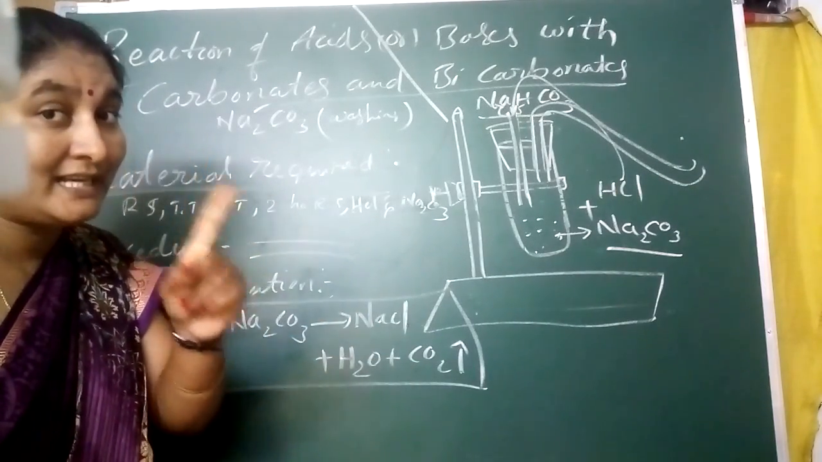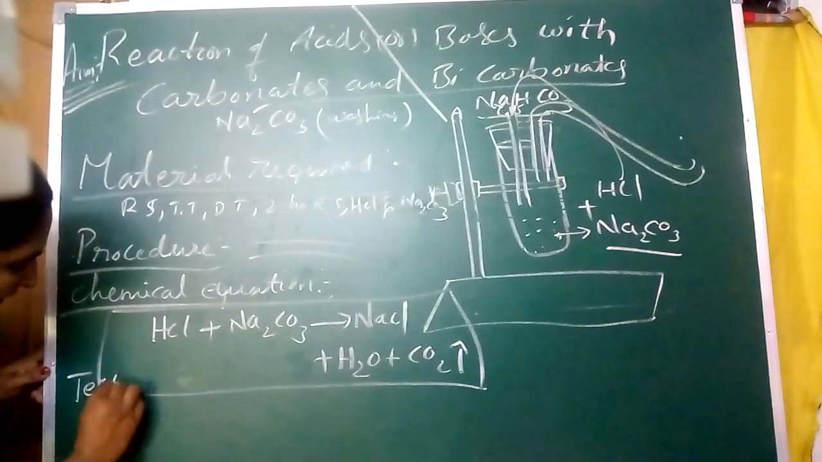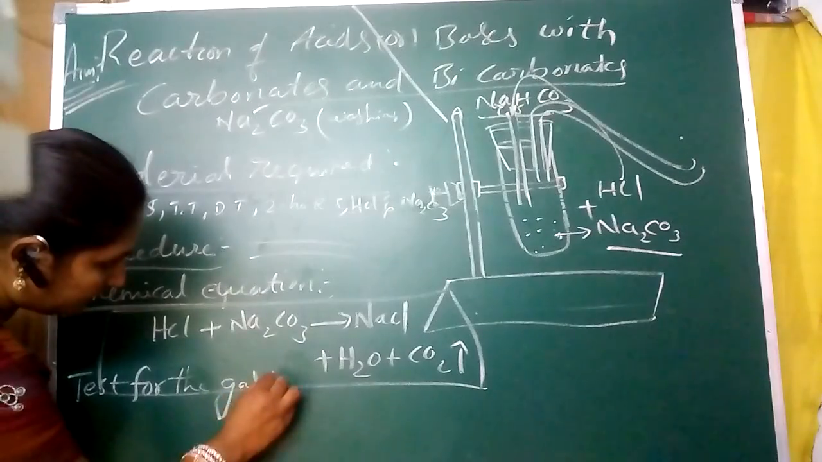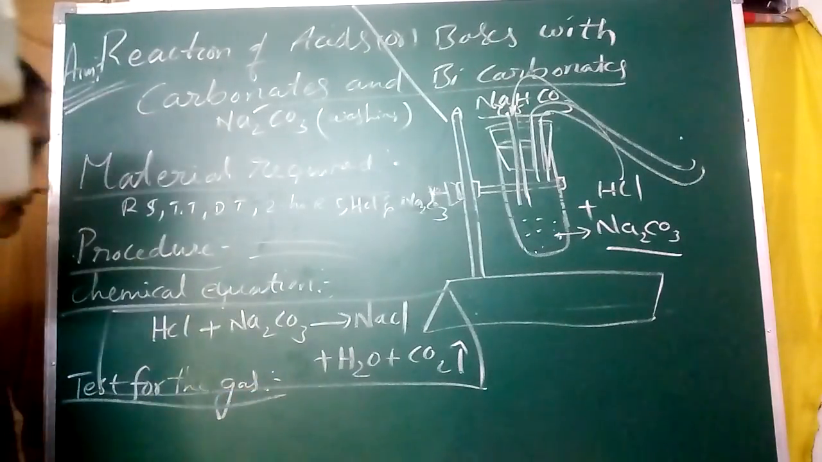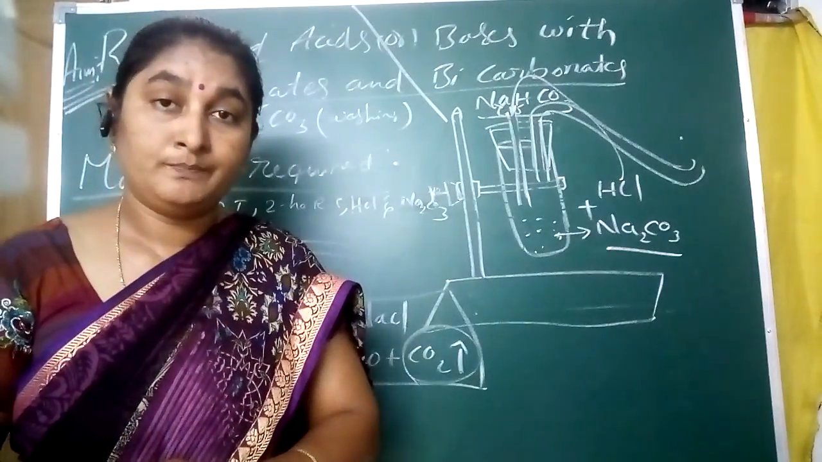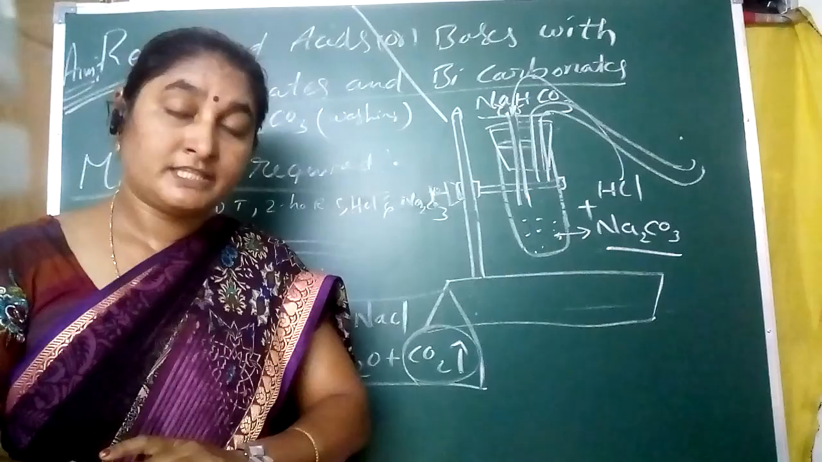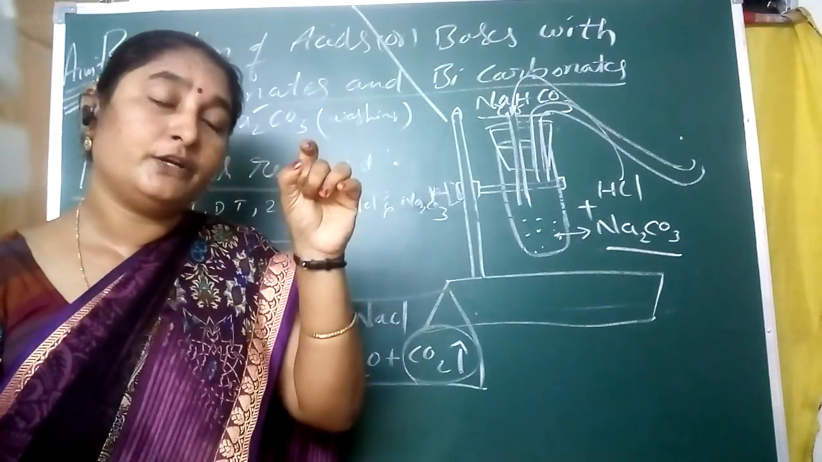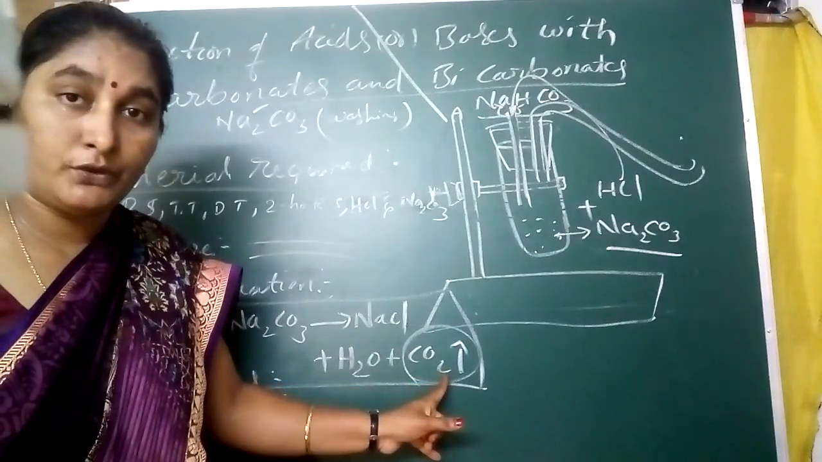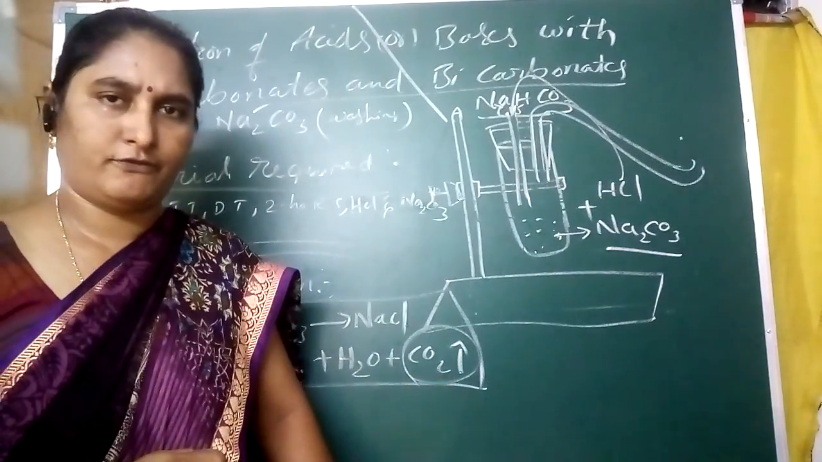That's why you should write the test for the gas. Okay, then after that what do you have to write? Test for the gas. Okay, what is the test for the gas? What is the test of CO2? How can you say the released gas is CO2? Okay, there are two tests for CO2. One is if you introduce any burning splinter into CO2, then it puts off. Immediately it will put off.